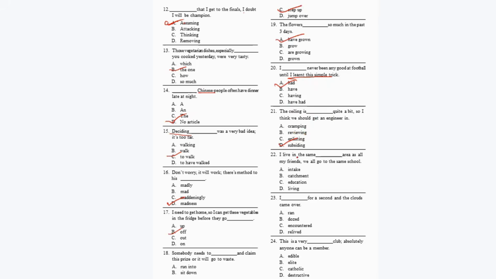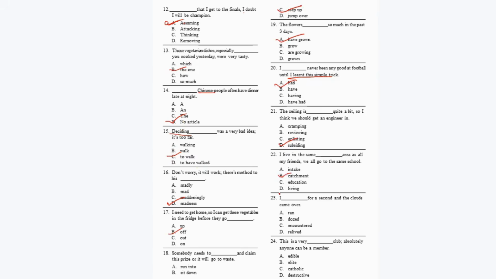Okay. I live in the same dash area as all my friends. We all go to the same school. So here we require the words catchment area. What do you mean by catchment area? It refers to a geographical area from which a particular facility, service, or resource draws its users or customers. So it should be option B here.